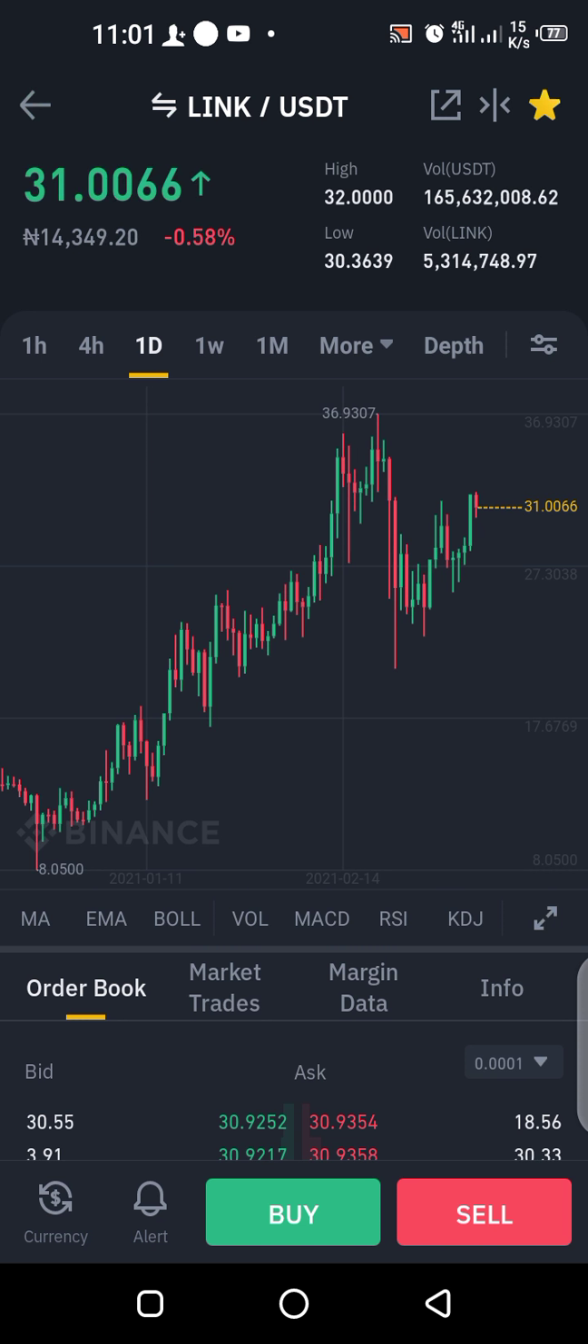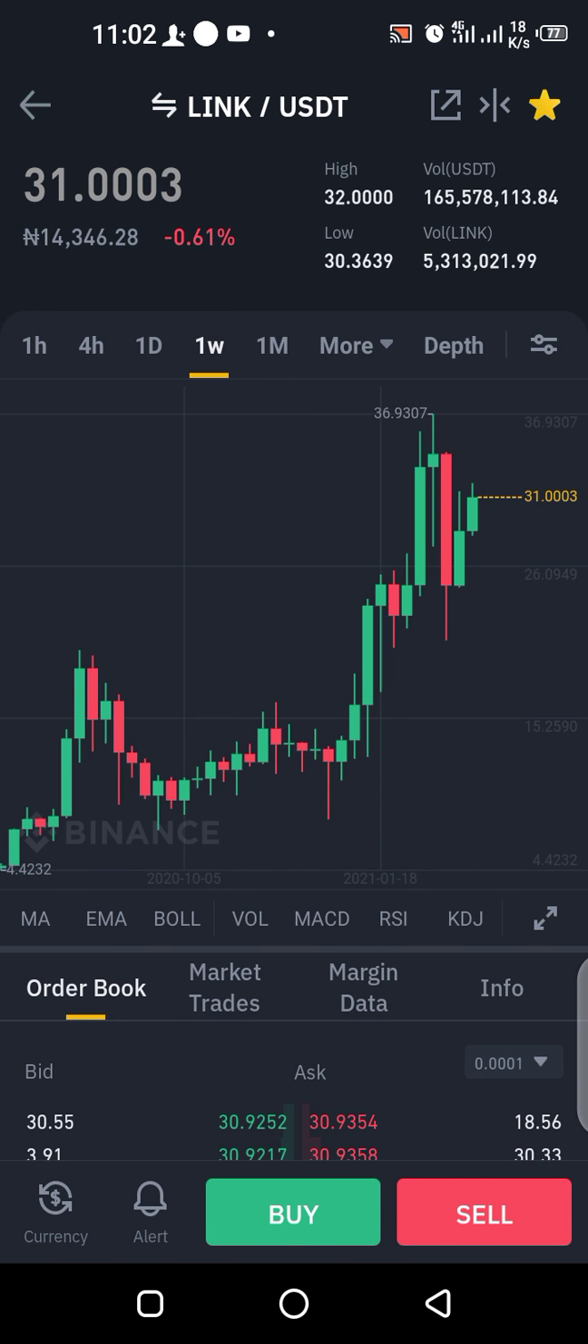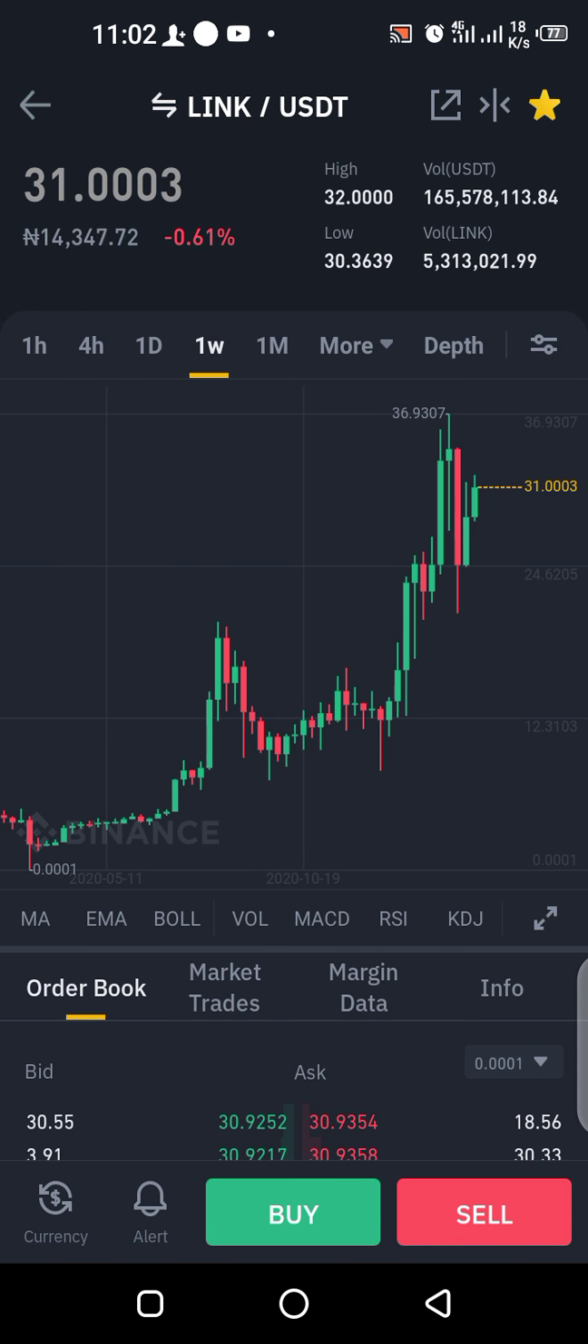Still on the resistance level, when you are taking note of the resistance level, use your bigger time frame. Just like I did, you can start from the 1 week chart. You see what the resistance level is in the 1 week, and what the support level is in the 1 week.